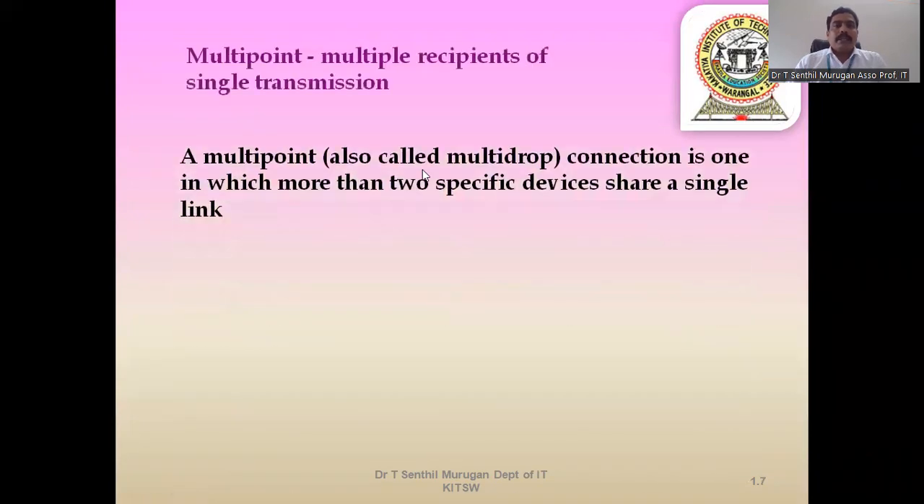So what is multi-point connection? Multi-point connection is one of the connections in the computer network. It specifies that some devices can share a link.